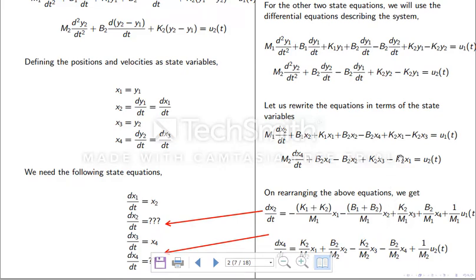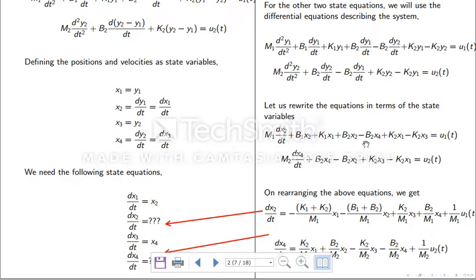Similarly, the x3 term is minus k2, and when it goes to the other side, it becomes plus k2, divided by m1, so you get k2 by m1. Similarly the x4 term. Regarding this u1, it remains positive because it is on the right side already, and the only thing is you have to divide it by m1, so you get 1 by m1. Okay, so that is how you get this equation.